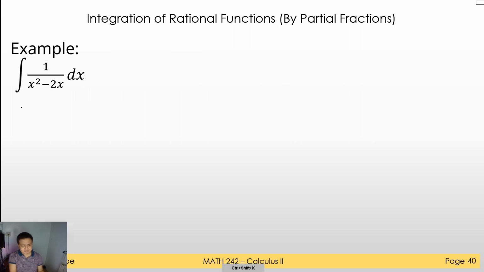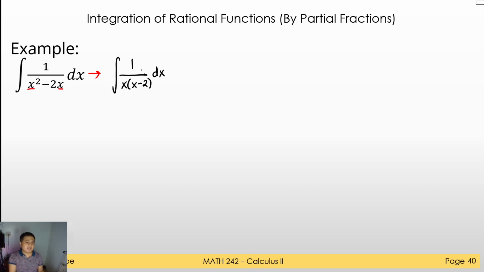So far. So one thing we should do is factor the denominator first. That's the first thing you should do. So this is factorable. You can factor the x. So this will now be equal to, I think I'll just write this down here. You have the integral of 1 over x and then x minus 2.